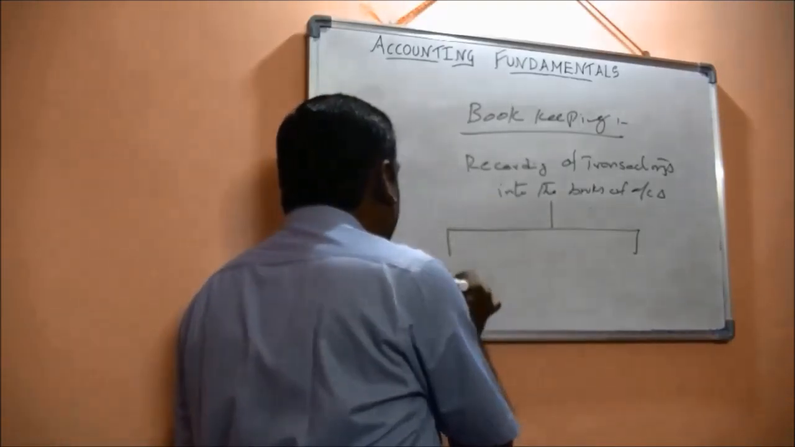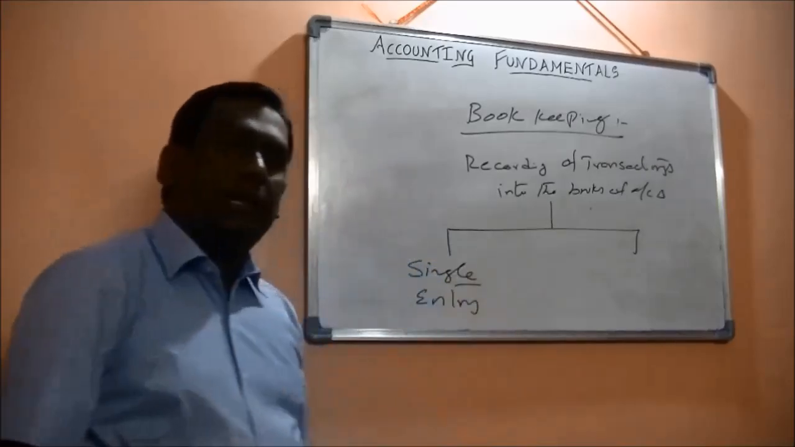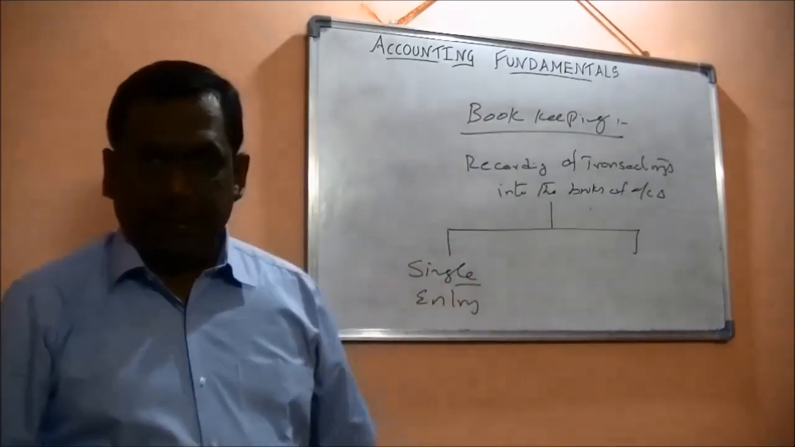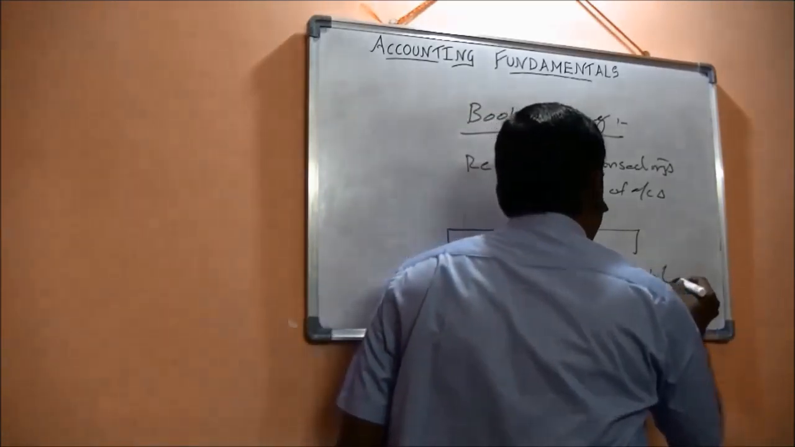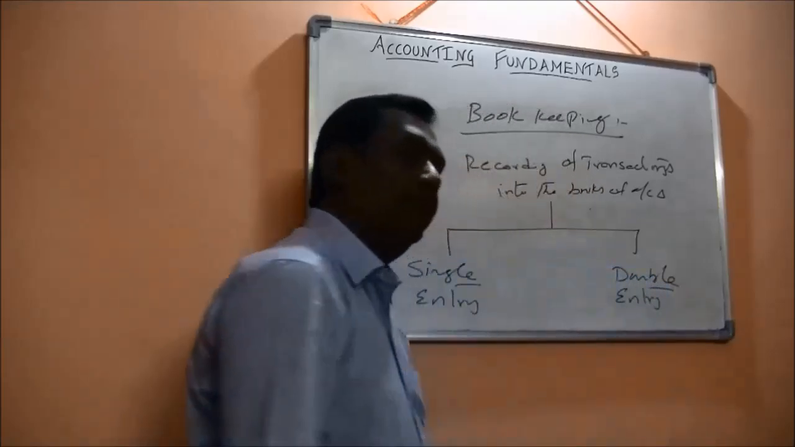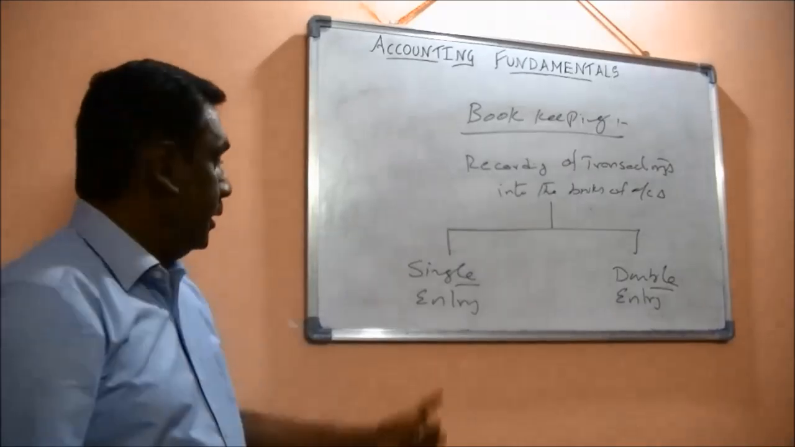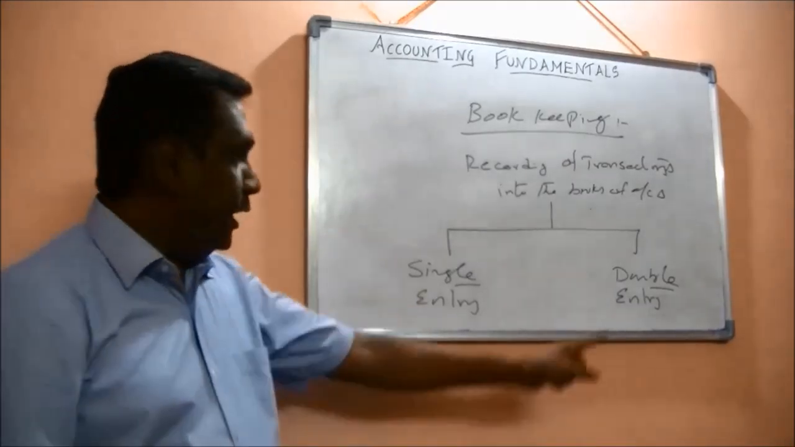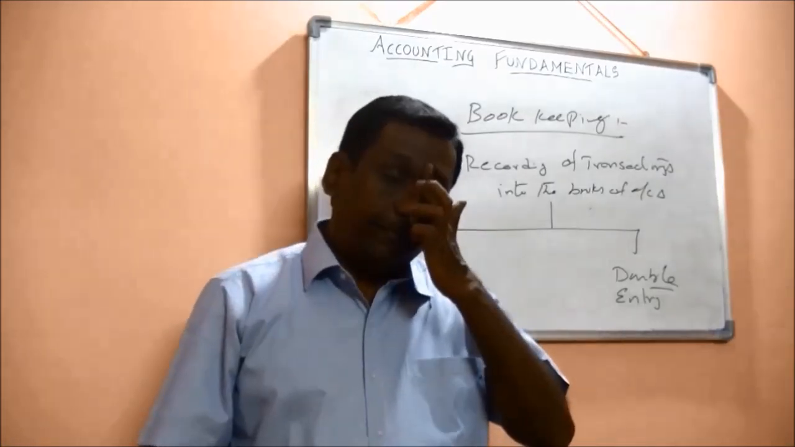Single entry bookkeeping. Single entry system of bookkeeping, and double entry system of bookkeeping. Bookkeeping is of two types: single entry system of bookkeeping and double entry system of bookkeeping.